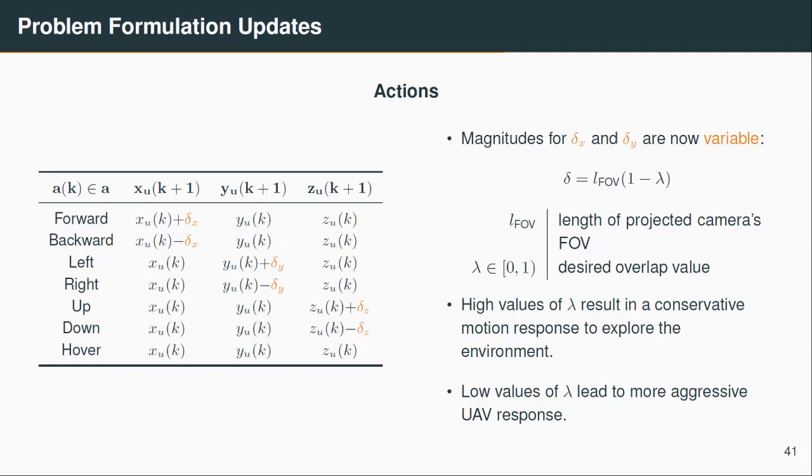So if we have high overlap values, that will result in a conservative motion response to explore the environment. If we have low overlap values, the UAV will behave more aggressively, as it basically needs to ensure low overlap between action commands.